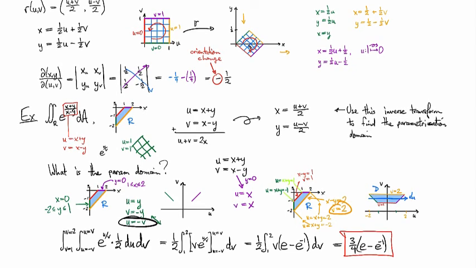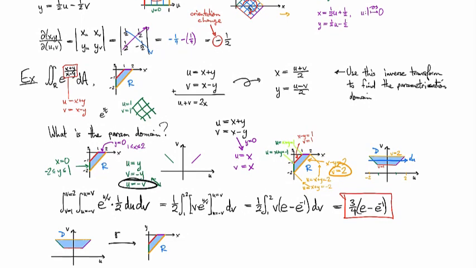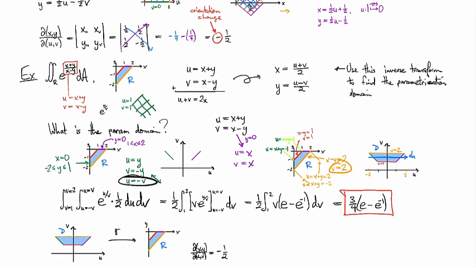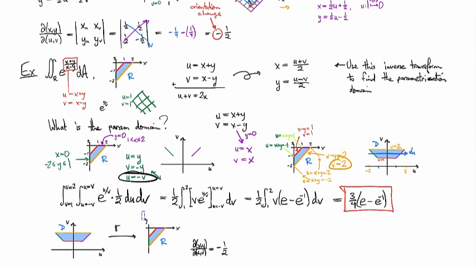Except wait, there's more. What we found from our transform here, this is the parameterization that we're using, and we computed the Jacobian for it and found that it was equal to -1/2. What if we were to look at the reverse transform? Suppose we were going in the opposite direction. We've already worked out the formula for going in the opposite direction.